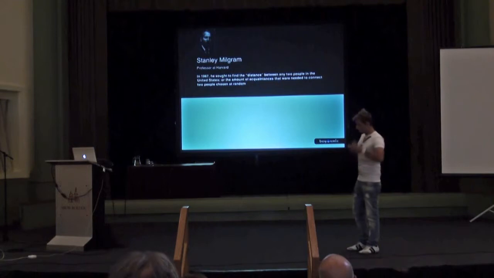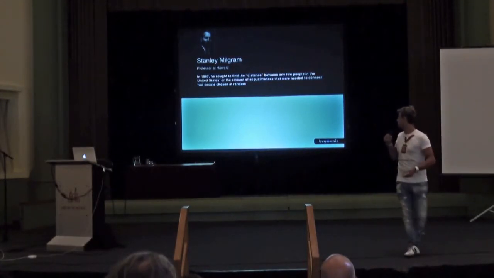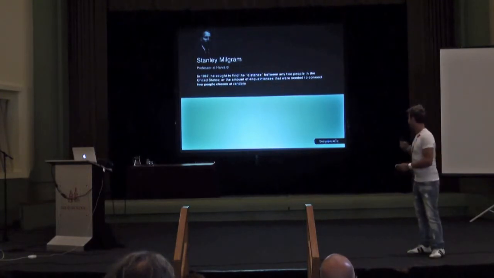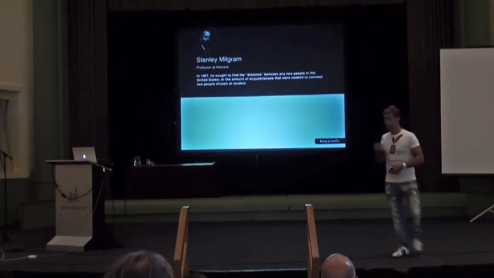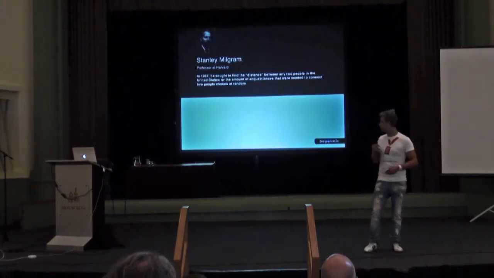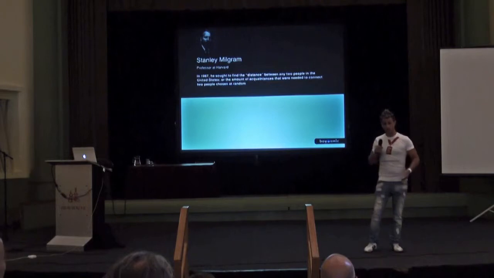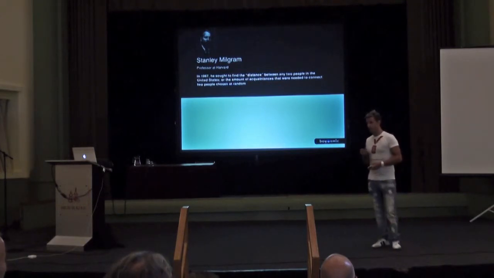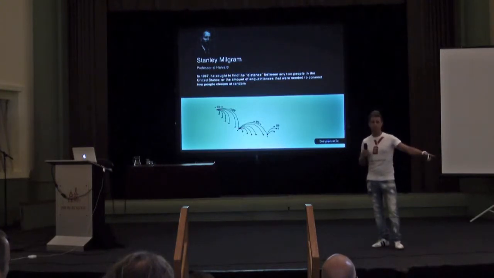Then we go a bit further with Stanley Milgram, the sociologist, a professor at Harvard. I think he's still alive. He tried to find the distance between any two people in the United States. Mainly he said, what if we pick two random people in the whole United States, how many connections are there between them? And he did that with a mailing process. He chose a destination person.